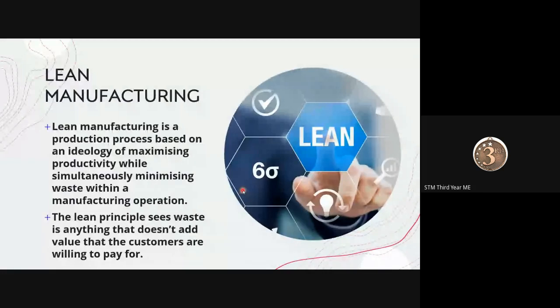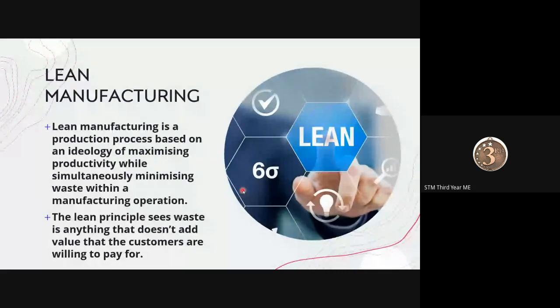So keeping that in mind, lean manufacturing is a technology wherein we produce the products in a lean manner. So what is this lean? Lean is nothing but reducing the waste. That is what is meant by lean. We know that in every production process there is waste.